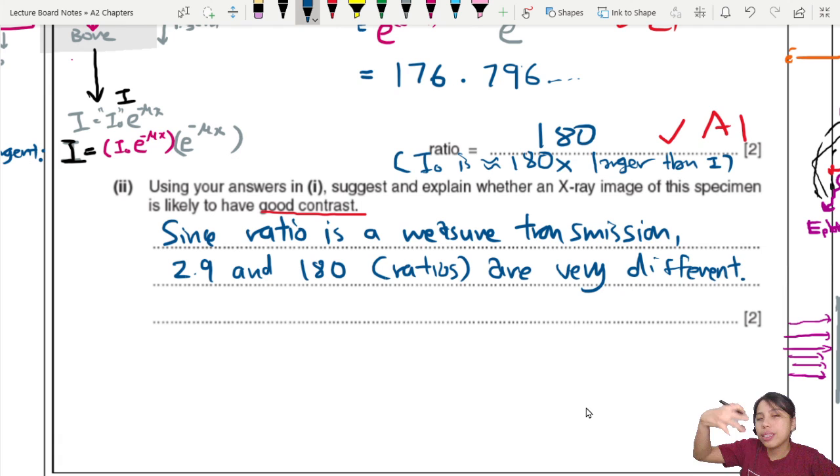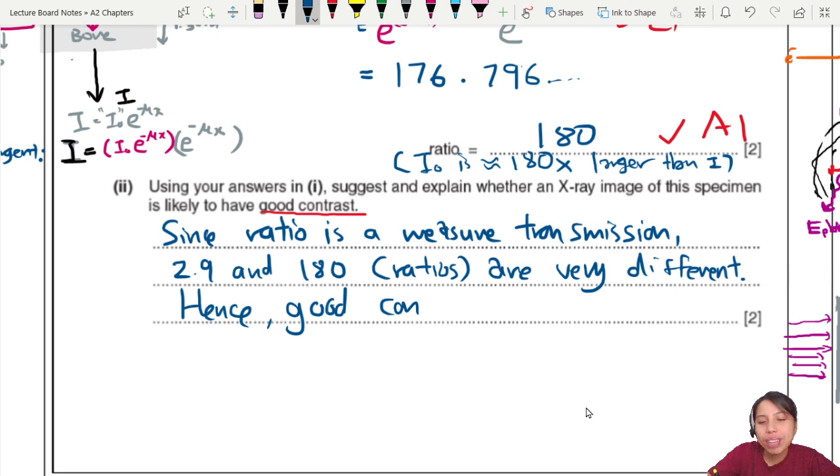So the intensity reaching the film after going through all the bone and muscle will be very different at different areas. One has bone, one doesn't have bone. So here you can say, hence, I will call it good contrast. I'm pretty satisfied. If the ratios are almost the same, then the color is also almost the same, so you cannot really tell if there's contrast or not. So this one is B1 and B1.